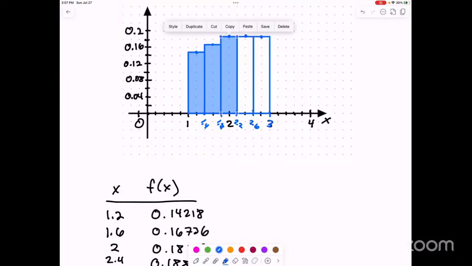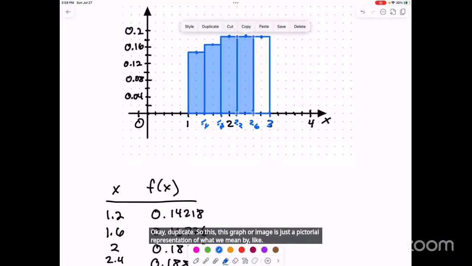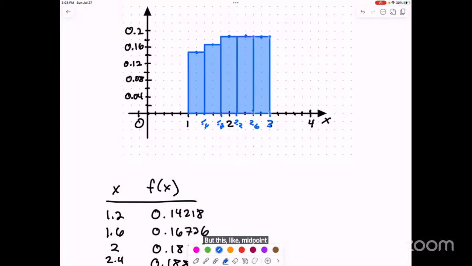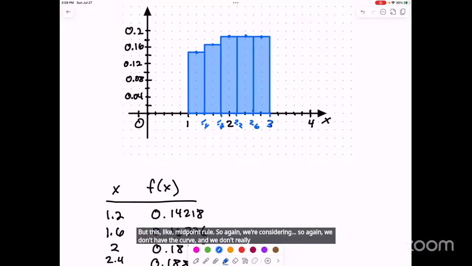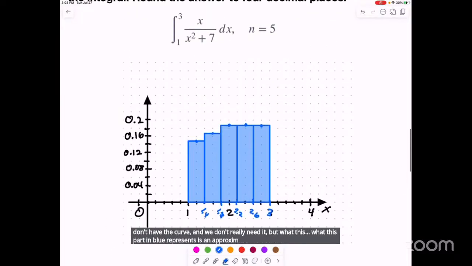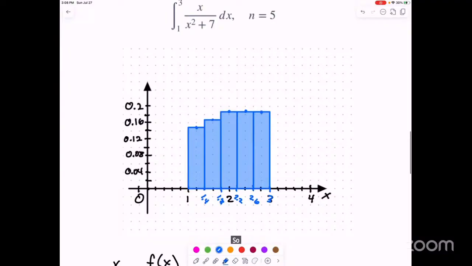So this graph or image is just a pictorial representation of what we mean by Riemann sums with this midpoint rule. So again, we don't have the curve and we don't really need it. But what this part in blue represents is an approximation of the area under the curve, right? So we consider the curve as x goes from 1 to 3. We broke the interval from 1 to 3 up into 5 equal parts. So then we had steps of 0.4. It ended up being 2 over 5, which was 0.4. So you saw how we constructed that so that we can get those subintervals correct.